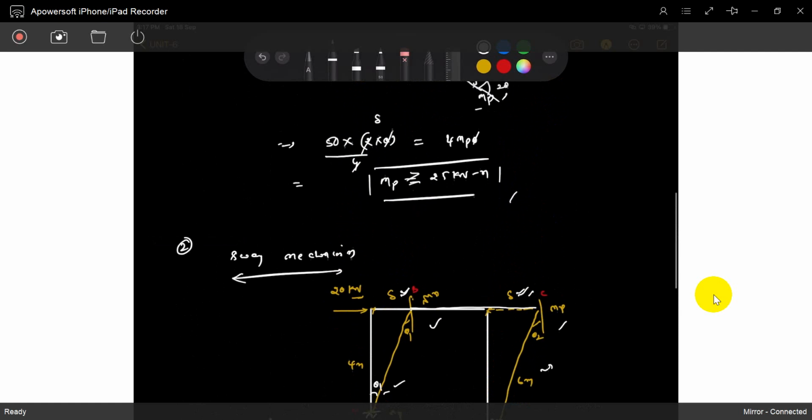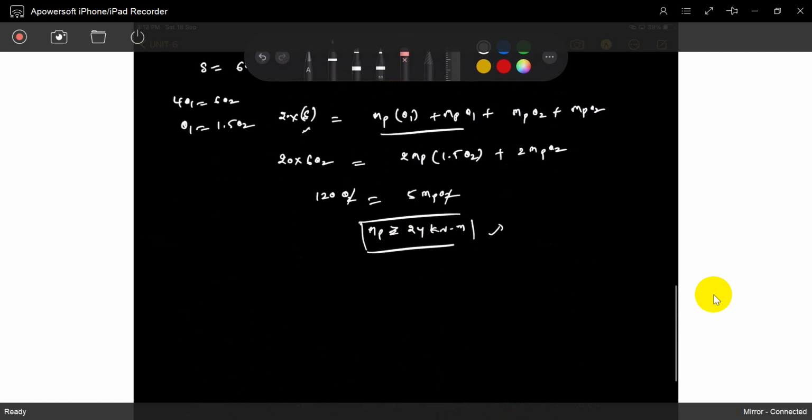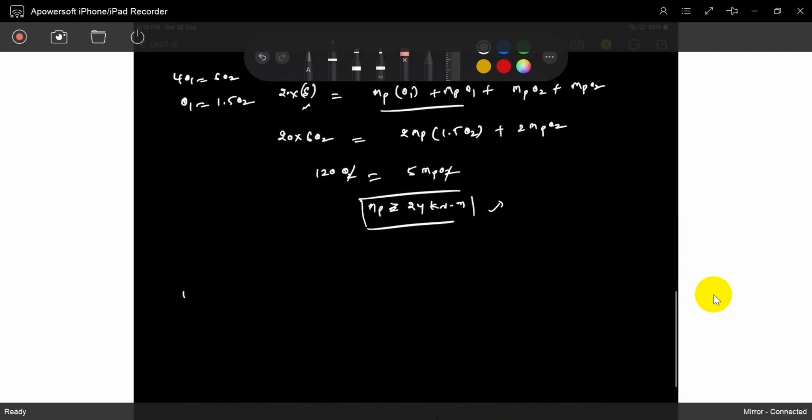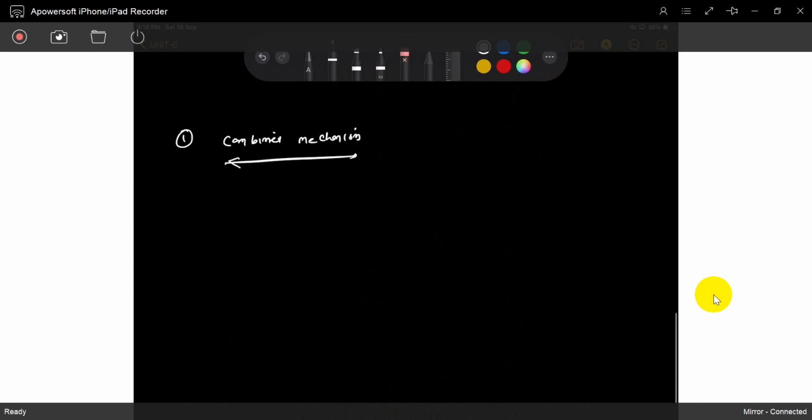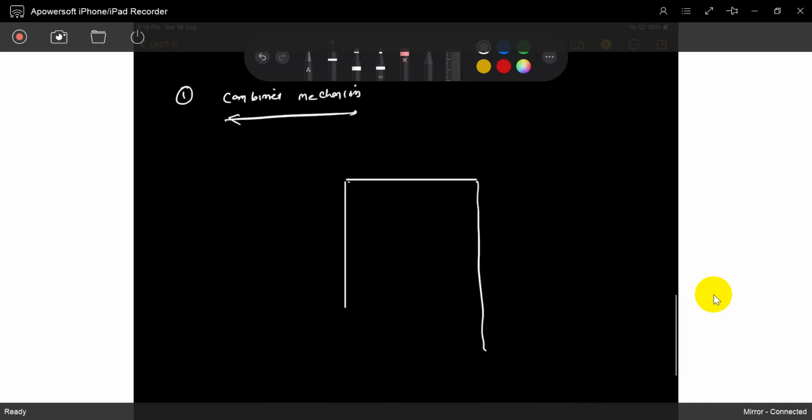Previously we got 25, now it's 24. Okay, so now we can check the combined mechanism. How is it deformed? A hinge is there, and it will go like this.